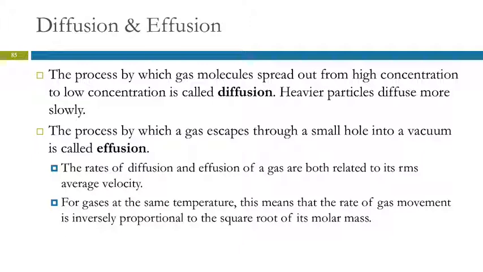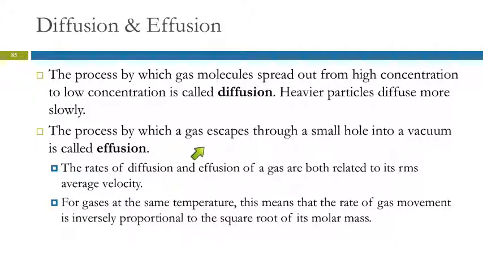The process by which gases spread out from a high concentration to a lower concentration is called diffusion. And diffusion happens because the particles are moving in a straight line until they run into something. Heavier particles are going to diffuse more slowly than small particles. Why is that? How fast are they moving? Slower. Big particles move slower. Small particles move faster. So heavier particles diffuse more slowly.